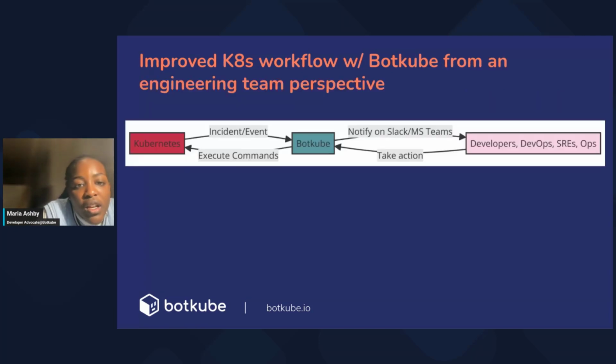And this is what this workflow would look like with Botkube. You get your information or event coming from Kubernetes. It goes to Botkube. It notifies the entire team on Slack or Microsoft Teams or Mattermost or Discord. Then, depending on who has access to read-write commands, they're able to take action on that event through Botkube, and then Botkube will execute those commands to Kubernetes. So it cuts out a lot of the middle steps that occurred before using this type of tool.